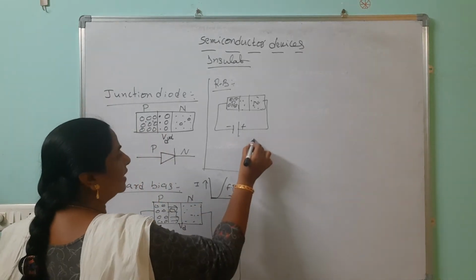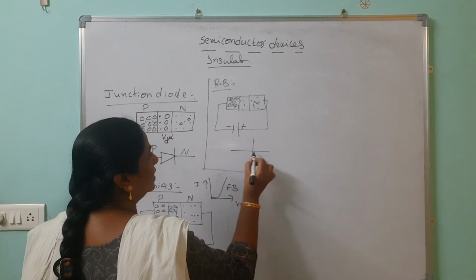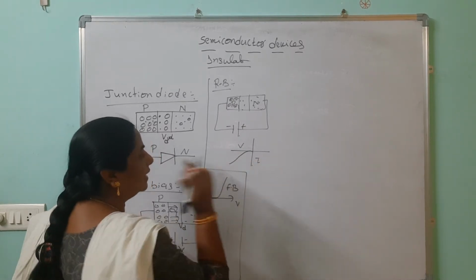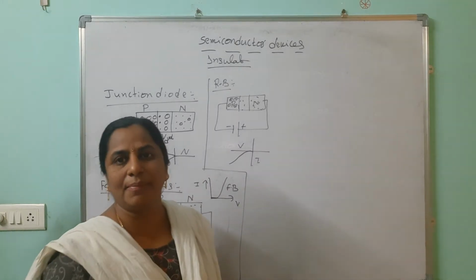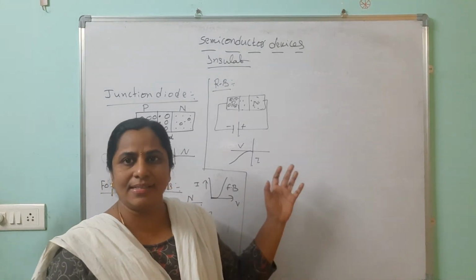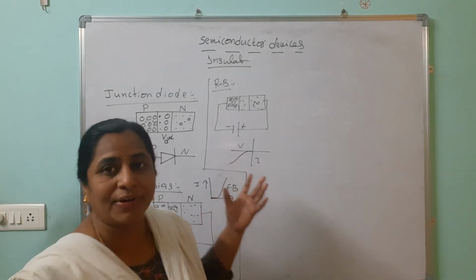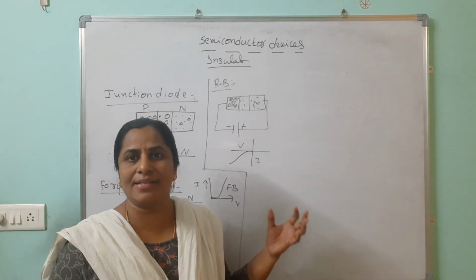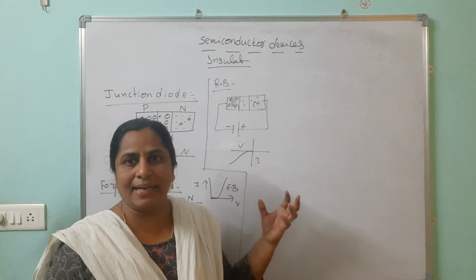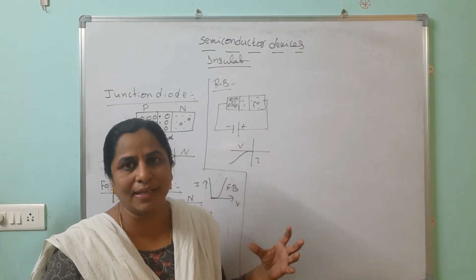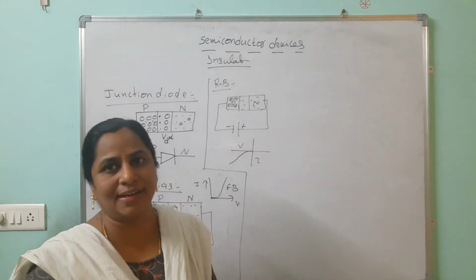When we draw the graph between potential and current, we can observe that current flows in the reverse direction, and that is due to the minority charge carriers. This is about forward bias and this is about reverse bias. And what are the uses of semiconductors? Our electronic devices like transistors, rectifiers and switches, we make all of them with the help of semiconductors.